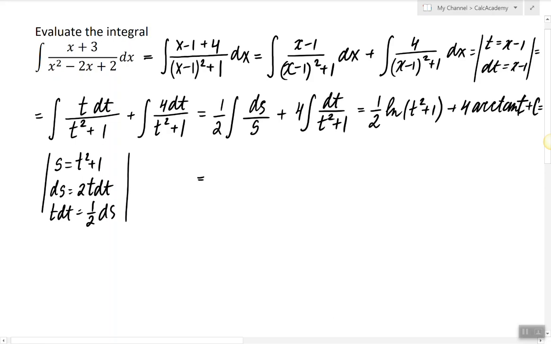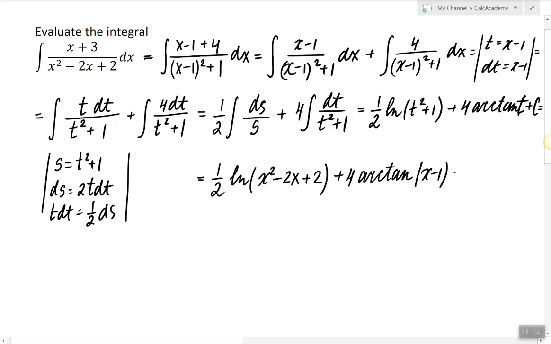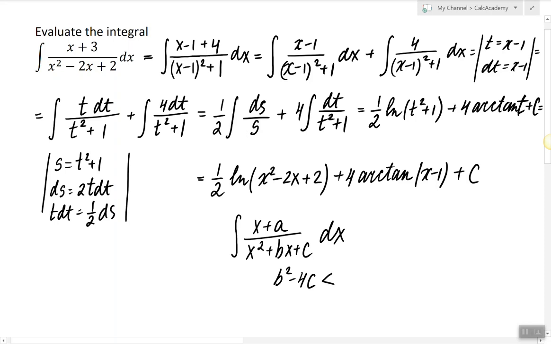And now instead of t, we plug in the original variable x, so we have ln of (x - 1)^2 + 1, which is x^2 - 2x + 2, plus 4 arctan t. T is just x - 1, plus C. So the same way we can integrate any rational function that looks like this, when the quadratic expression in the denominator is irreducible.